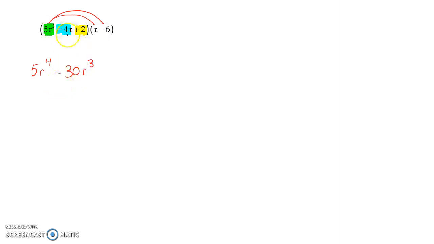And then move on. Distribute my negative 4r. Negative 4r times positive r is negative 4r squared. Negative 4r times negative 6. That's negative times negative. It makes it positive 24r. Then distribute my positive 2 times r is plus 2r. Positive 2 times negative 6 is minus 12.